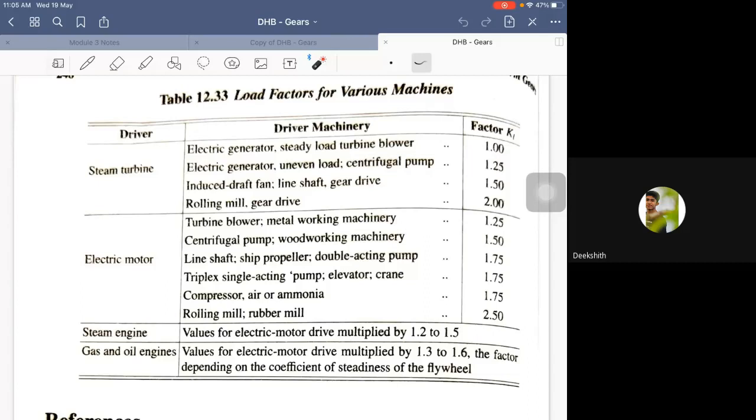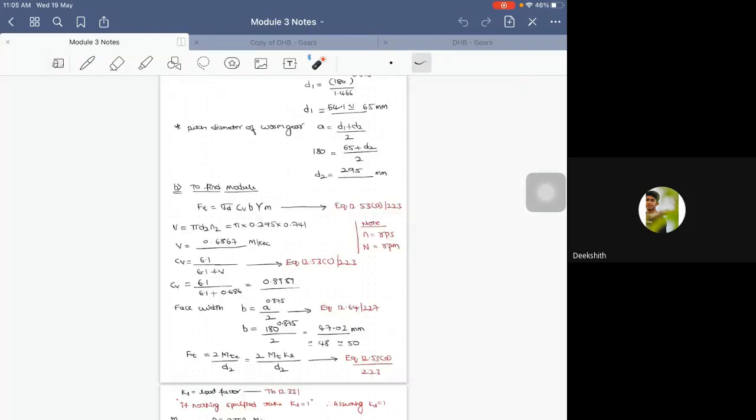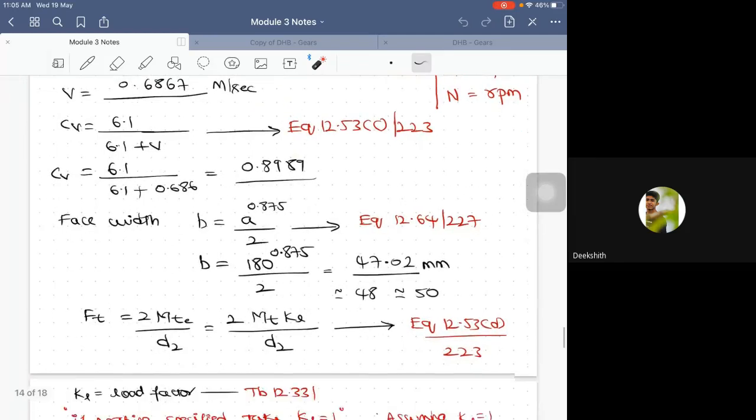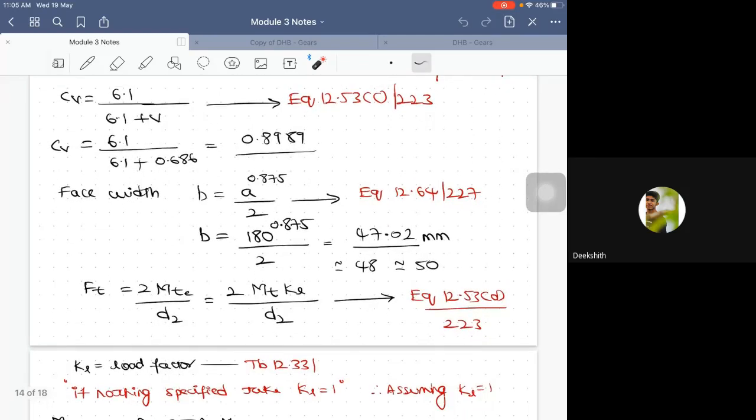Nothing is given in the problem, isn't it? That's why, when nothing is given in the problem, what you have to do is write it in red color. If nothing is specified, then take the value of KL to be 1. So you can write "assuming the value of KL as 1", since nothing is specified. If it is specified, then you have to take that particular value there. Okay.